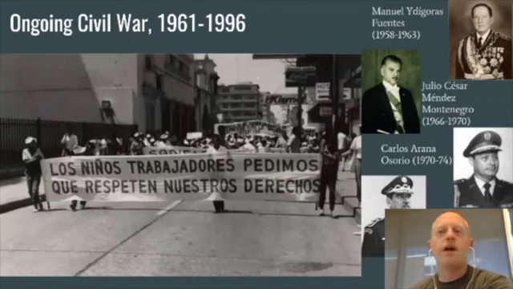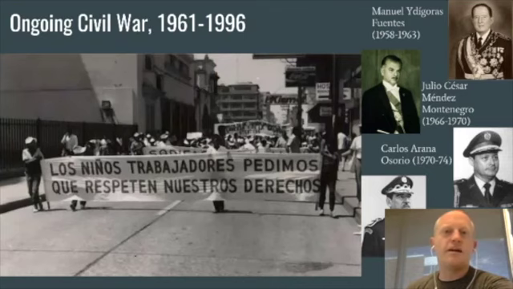The men over here on the right-hand side of the screen, and I know you can't see the guy on the bottom, I apologize for that design error, but these were some of the military dictators of this period of civil war. Beginning with Manuel Ydígoras Fuentes. He took power after Castillo Armas was assassinated in 1957. In 1963, a coup was led against him.